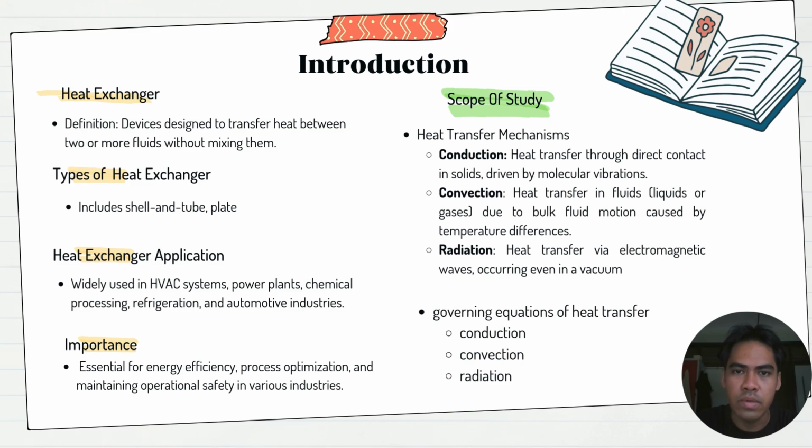The definition of a heat exchanger is a device that transfers thermal energy between two or more fluids without mixing them. Physical barriers like plates or tubes separate the fluids, ensuring efficient and safe heat transfer. The type of heat exchanger used is the shell and tube type.